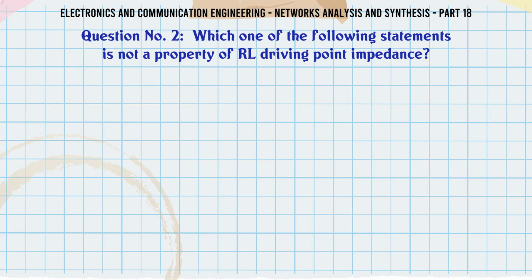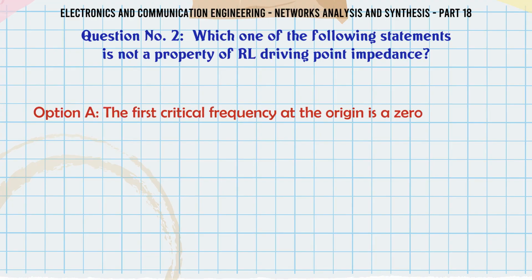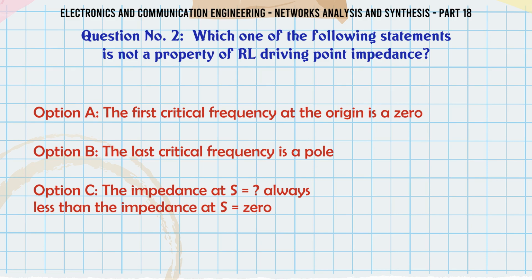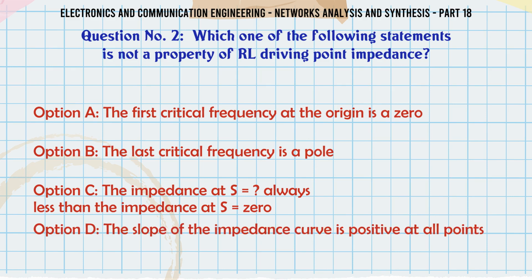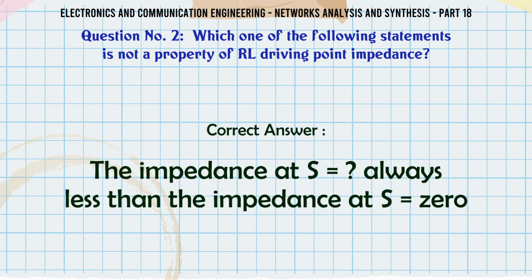Which one of the following statements is not a property of RL driving point impedance? A. The first critical frequency at the origin is a zero. B. The last critical frequency is a pole. C. The impedance at infinity is always less than the impedance at S0. D. The slope of the impedance curve is positive at all points. The correct answer is the impedance at infinity is always less than the impedance at S0.